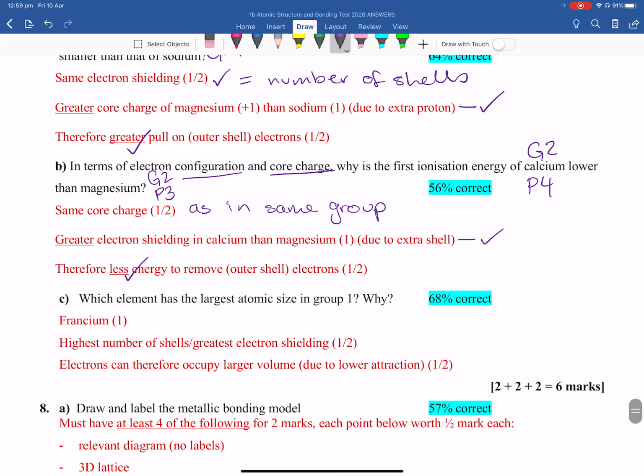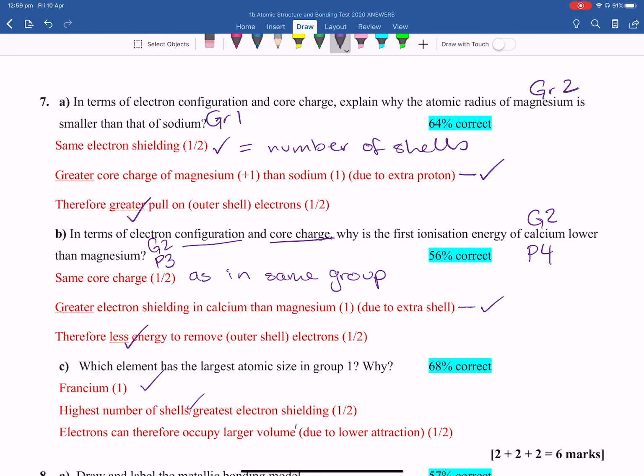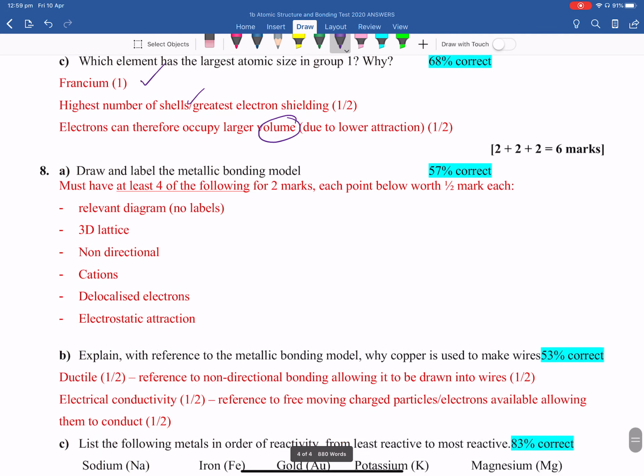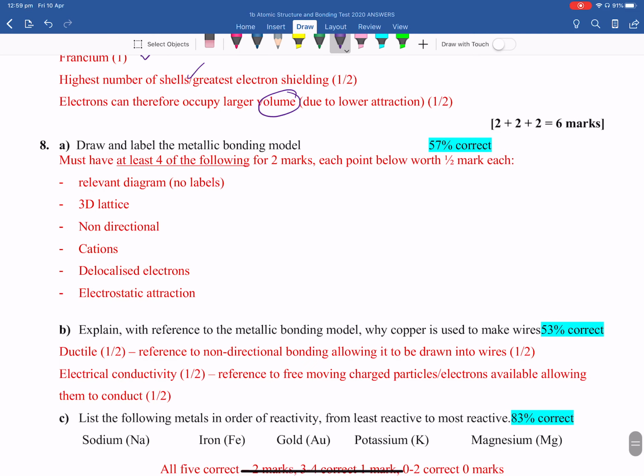Lots and lots of you could tell me that francium was the largest element in group 1. Good. You could also tell me that it had the greatest number of shells. But because of that, I wanted you to talk about them occupying a larger volume. That last half a mark was due to talking about that larger volume.